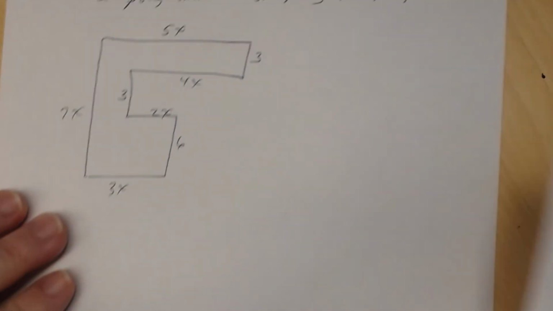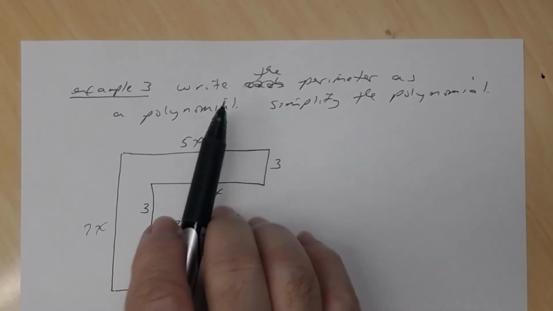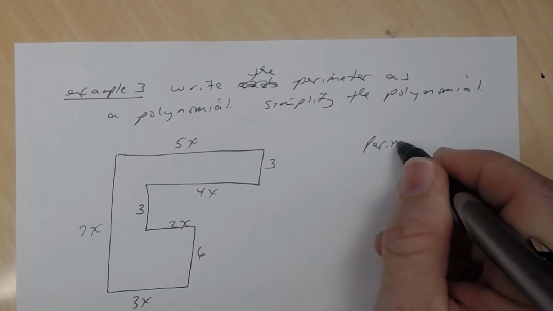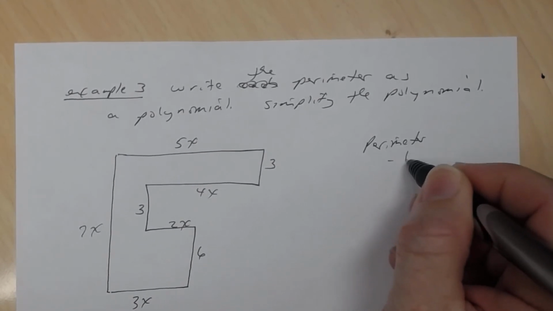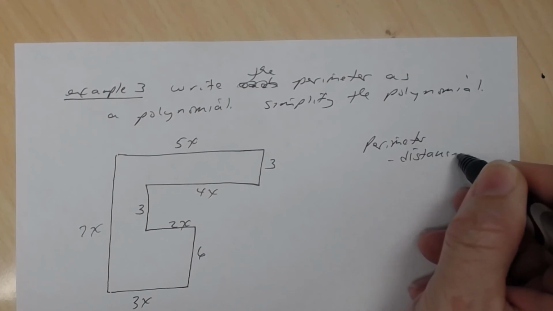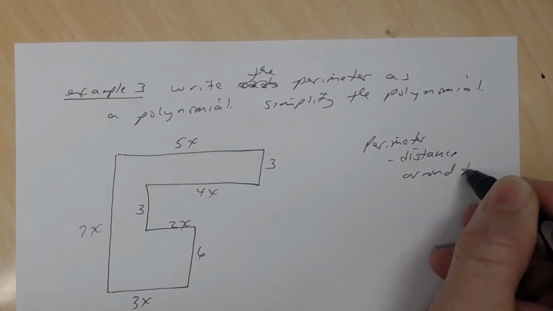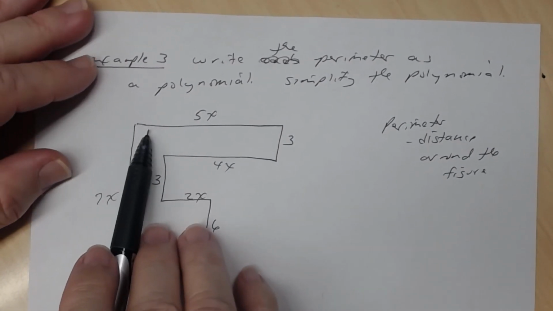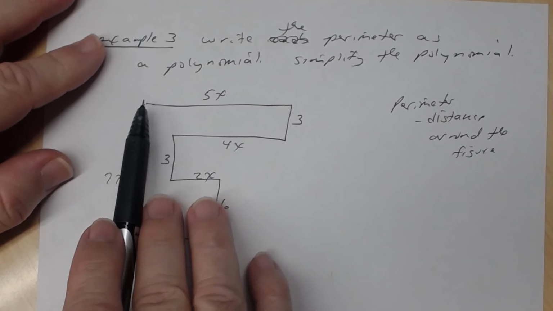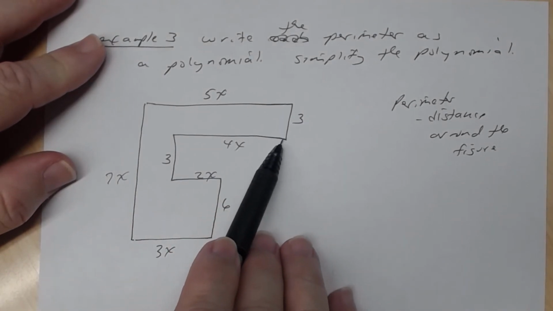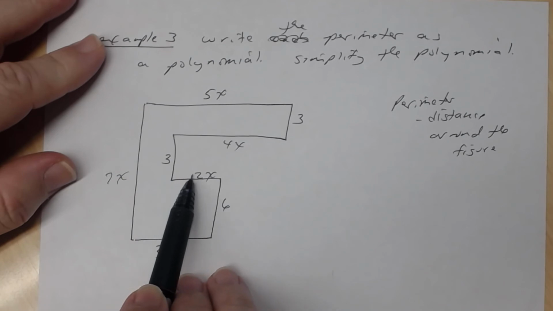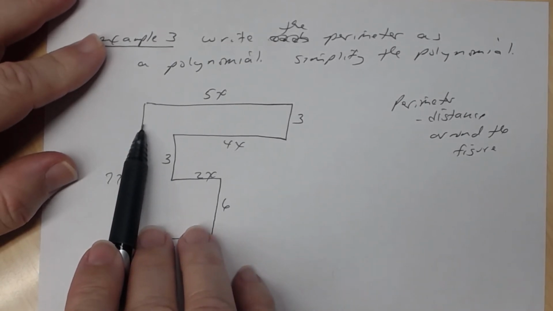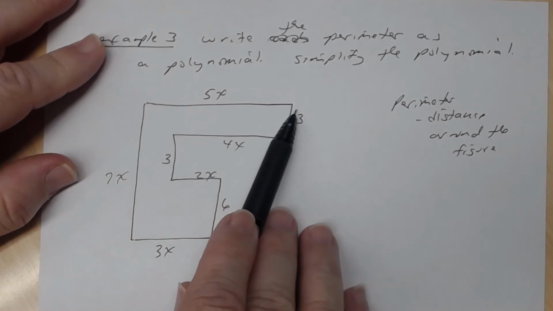All right, the final example has to do with perimeter. It says, write the perimeter as a polynomial. Remember, perimeter of a figure is the distance around the figure. So if you look at this figure, let's count the sides. There's 1, 2, 3, 4, 5, 6, 7, 8 sides. There are 8 sides.